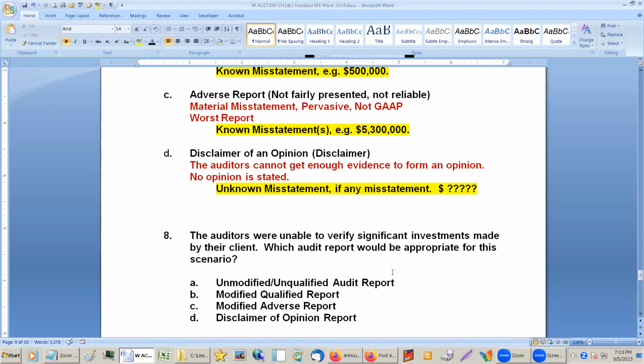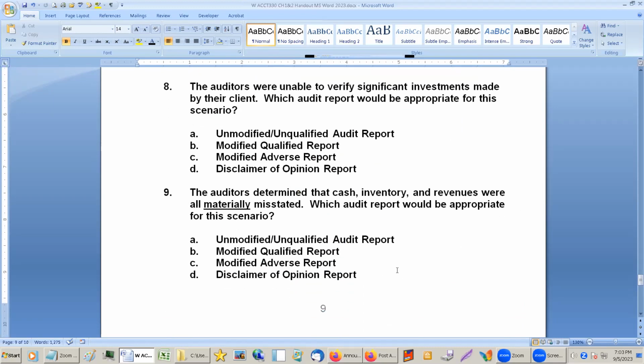Let's go through these. Number 8. The auditors were unable to verify significant investments made by their client. Which audit report would be appropriate for this one? Actually, there's probably a couple that could be in there. Well, which one is probably the one that you would most likely choose?